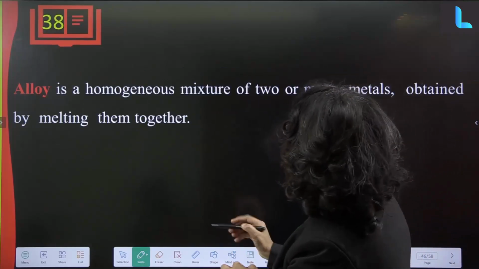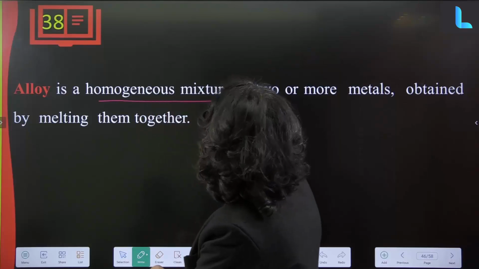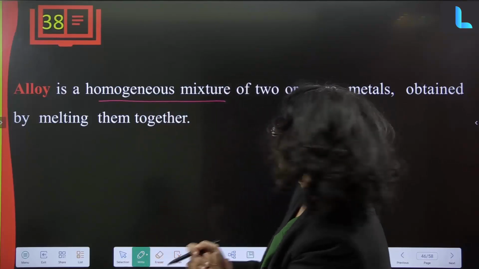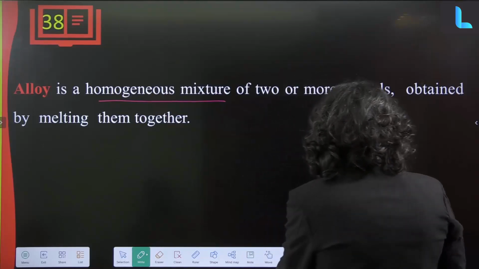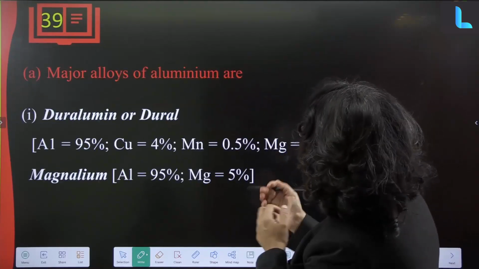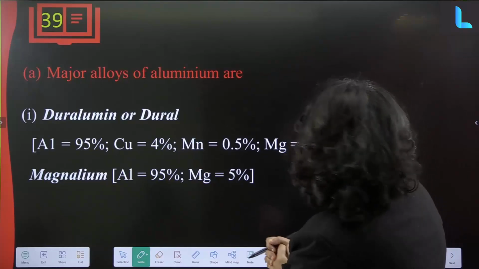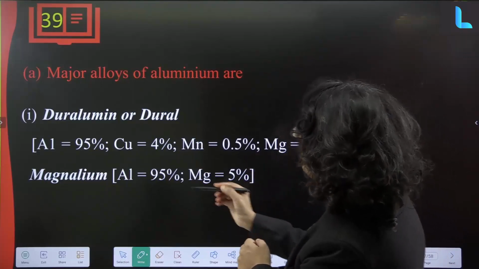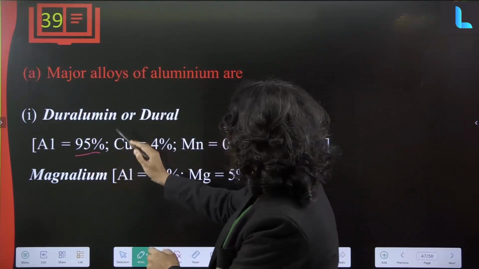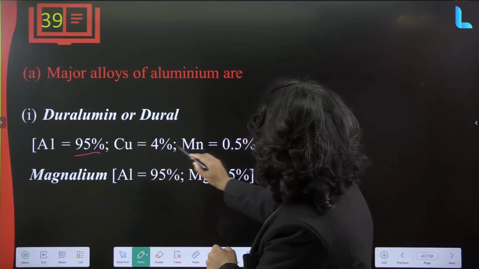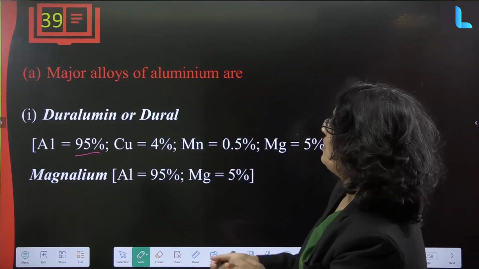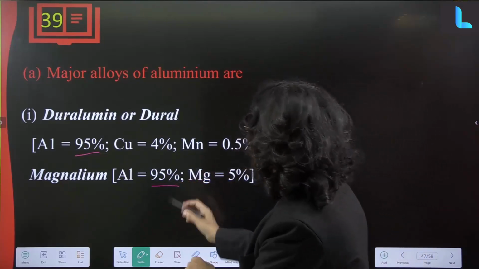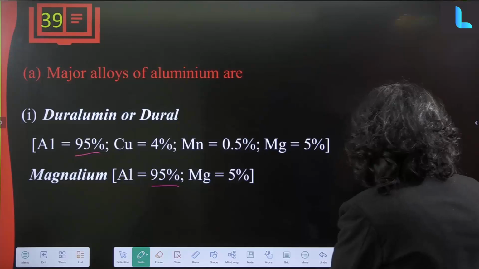Now, what is an alloy? An alloy is a homogeneous mixture. Homogeneous means uniformly mixed together. Two or more metals obtained by melting them together. Next we are seeing major alloys of aluminium, like duralumin or dural. Here aluminium is 95% maximum, then copper 4%, manganese 0.5%, magnesium 5%, and magnalium is 95% aluminium and magnesium 5%.